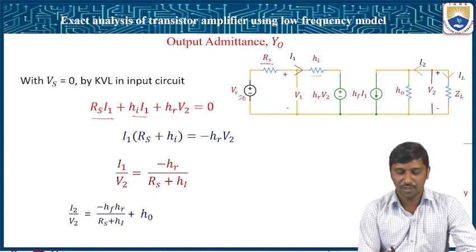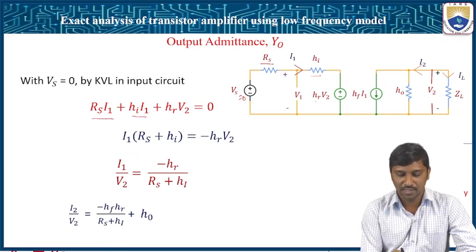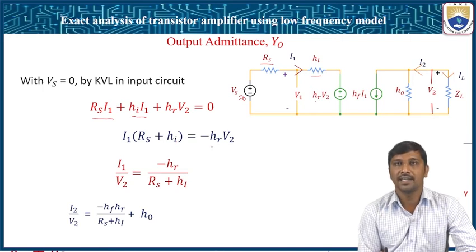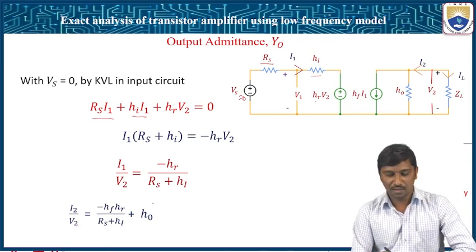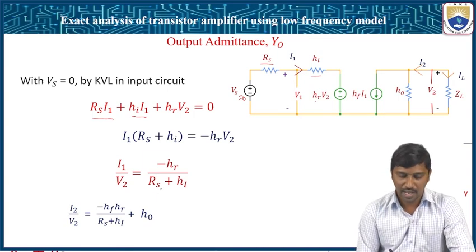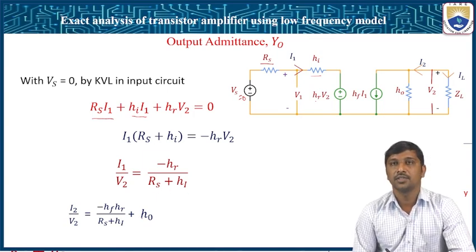From this, I'm going to observe I1. So what is I1 here? If you take I1 as a common term, this is Rs plus HI that is equal to minus HR times V2. From that, I1 by V2 becomes minus HR by Rs plus HI. And we know that output admittance is represented as the ratio of output current to the output voltage. So from this, you can define it as minus HF into HR by Rs plus HI, plus the HO term.